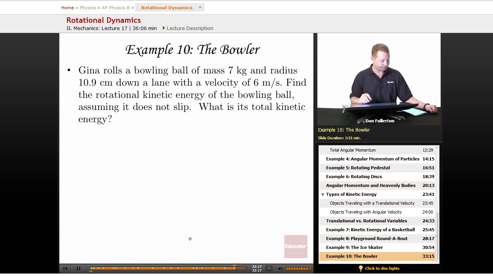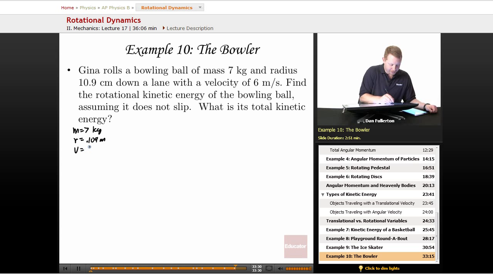Gina rolls a bowling ball of mass 7 kilograms, m equals 7 kilograms, and radius 10.9 centimeters, which is 0.109 meters, down a lane with a velocity of 6 meters per second. Find the rotational kinetic energy of the bowling ball, assuming it doesn't slip. What is its total kinetic energy?